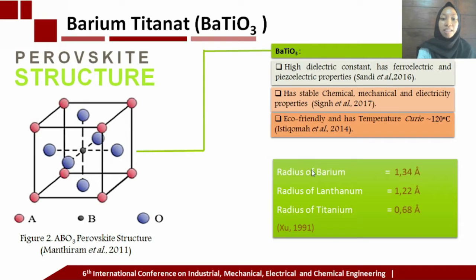Barium titanate has an ABO3 perovskite structure. A is the bigger cation in the corner of the cube, which is barium. B in the center of the cube is titanium, and O in the middle of the cube surface is oxygen. This is the radius of barium, lanthanum, and titanium. It shows that barium and lanthanum have almost the same radius, though lanthanum has a smaller radius than barium.